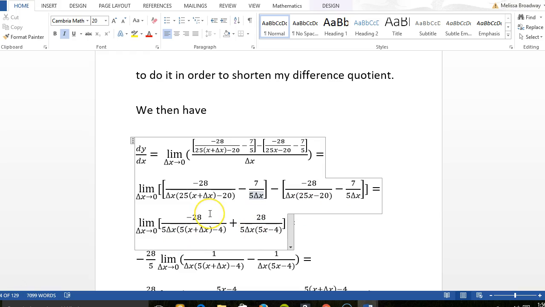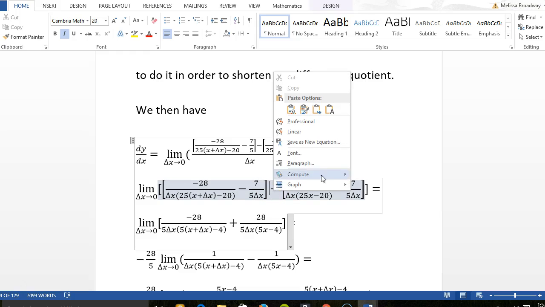Okay, so now what do I do? Hey guys, you know what? This is a negative 7 over 5 delta x, and then minus a negative, which is a plus a positive 7 over 5 delta x. This term here and this term here are going to cancel. So I'm just left with negative 28 over this stuff right here. And then this is a minus a negative. Well, no, wait. No, I ignore that minus sign now. Hold on. Yikes. It's screwing up on me.